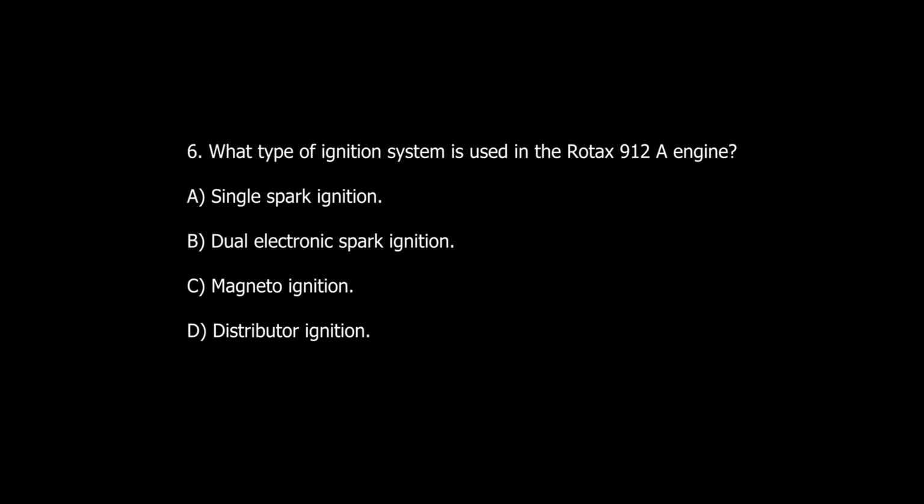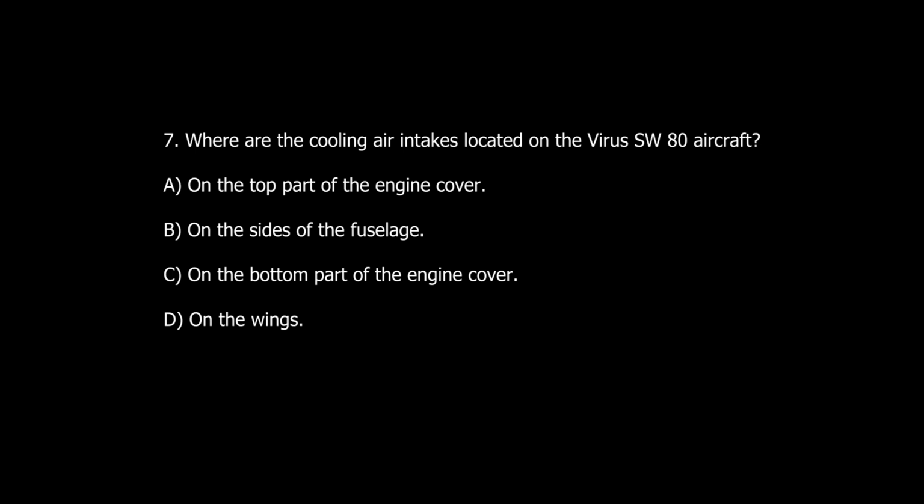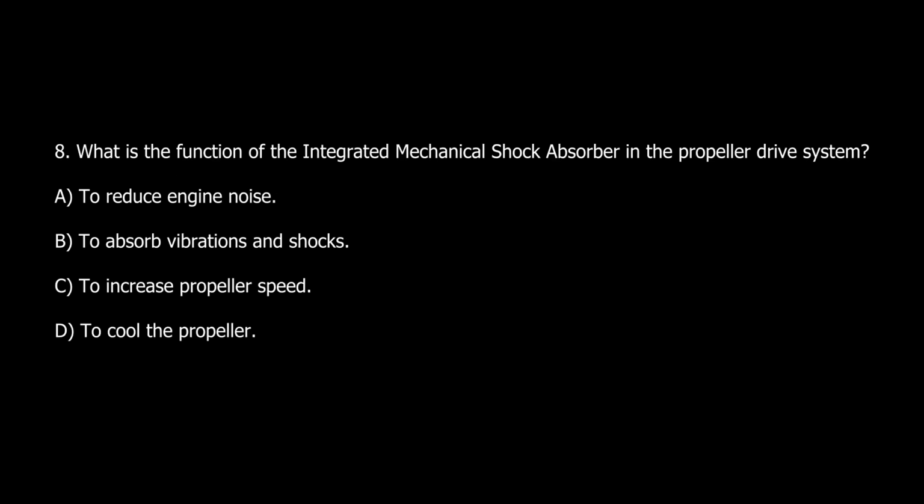Question number 6. What type of ignition system is used in the Rotax 912A engine? A. Single spark ignition. B. Dual electronic spark ignition. C. Magneto ignition. D. Distributor ignition. Question number 7. Where are the cooling air intakes located on the Virus SW-80 aircraft? A. On the top part of the engine cover. B. On the sides of the fuselage. C. On the bottom part of the engine cover. D. On the wings.